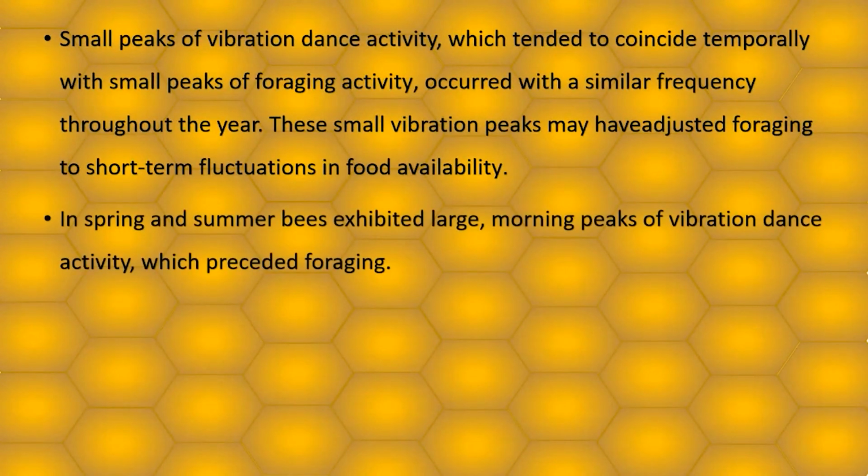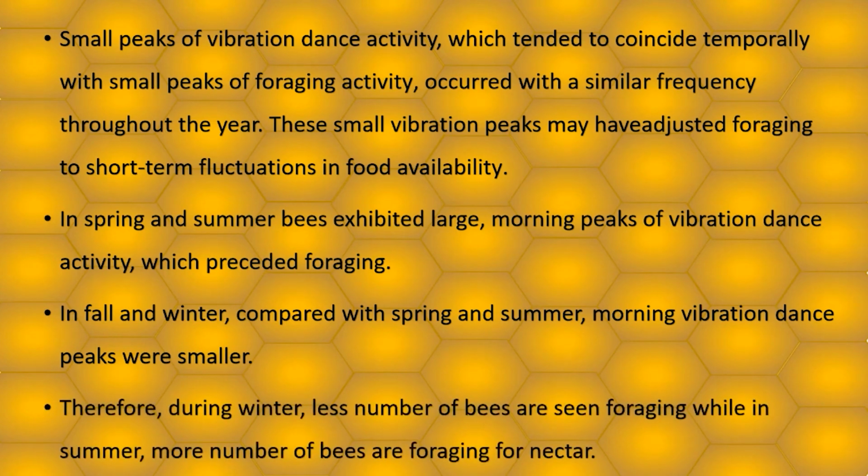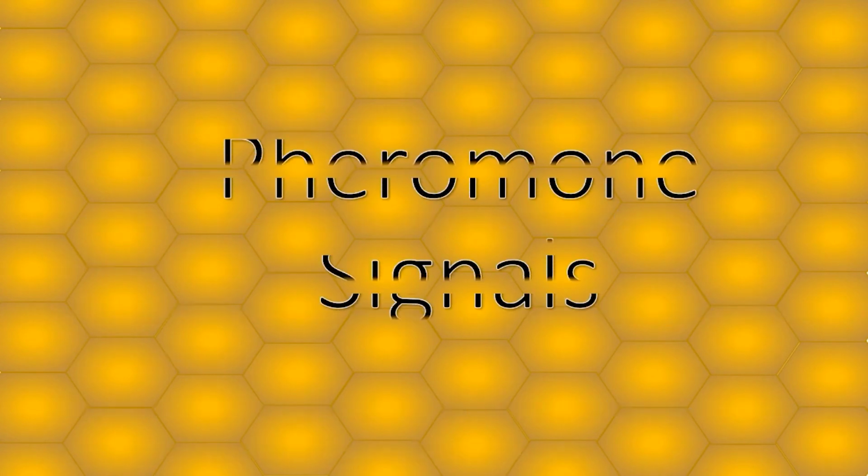In spring and summer, bees exhibited large morning peaks of vibration dance activity which preceded foraging. In fall and winter, compared with spring and summer, morning vibration dance peaks were smaller. Therefore, during winter, fewer bees are seen foraging, while in summer, more bees are foraging for nectar.